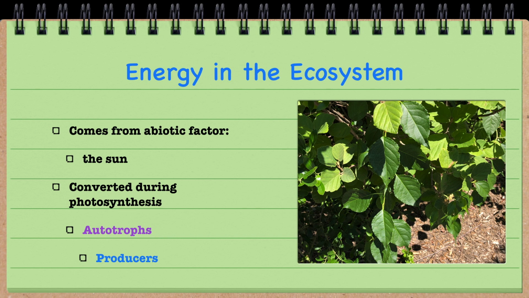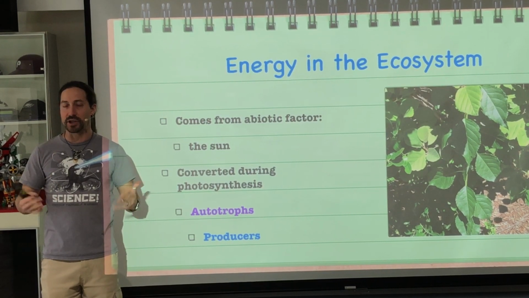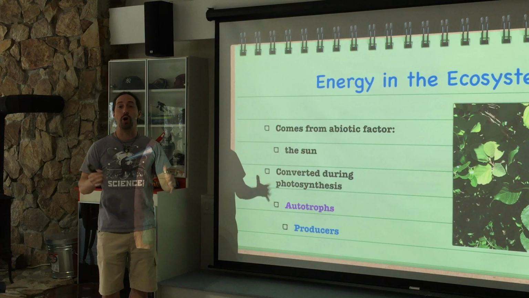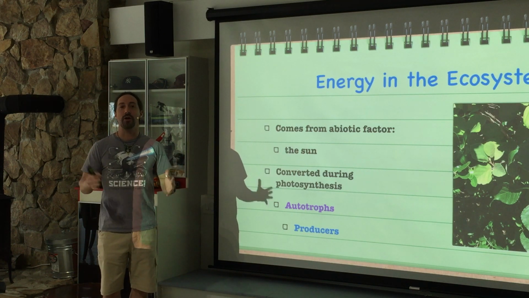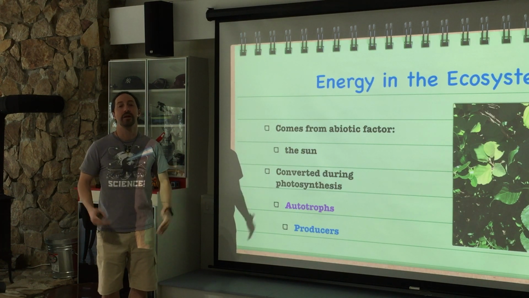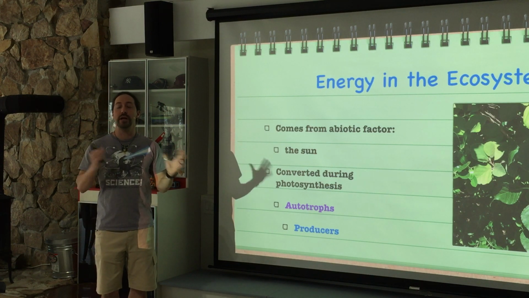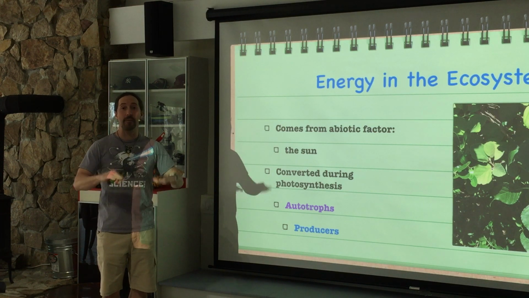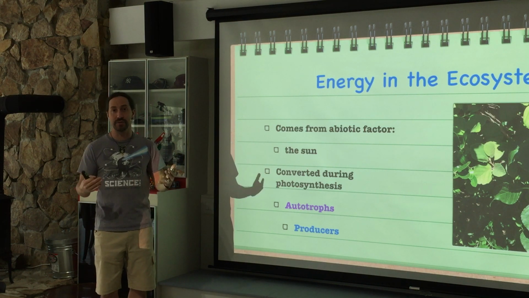So again, remember, energy from the ecosystem comes most commonly from the sun. It's not the only abiotic factor that provides energy, but it's the one that we're going to look at the most. That abiotic factor provides the energy for the ecosystem. It is then converted from light energy into chemical energy by a group of organisms called autotrophs. Specifically, they are also referred to by their trophic level as being producers or primary producers. These producers are able to convert the energy from the sun into a usable form of chemical energy that then every other organism in that ecosystem is going to use.